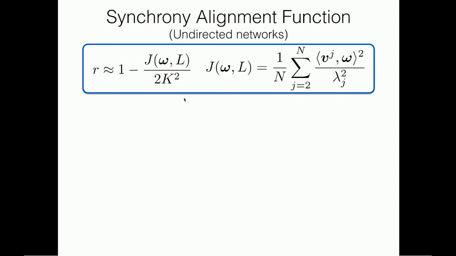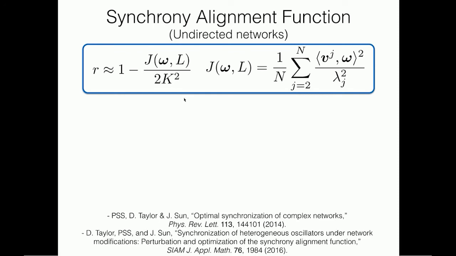So I'm going to skip some of the mathematical pieces. But a few years ago, Rio and Dane and myself were looking at optimizing networks for synchronization, i.e. basically maximizing the order parameter. And so we came up with this thing called the synchrony alignment function. Essentially what we did was we linearized around a strongly synchronized state, and we found that you could write down the order parameter using this function J. This J is the synchrony alignment function, and it's just a function of the natural frequencies and the Laplacian matrix.